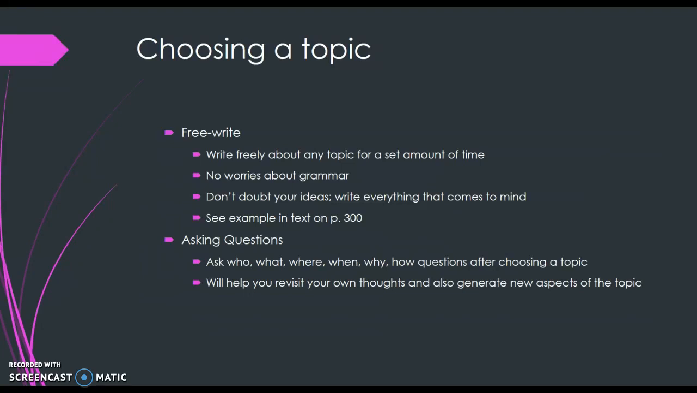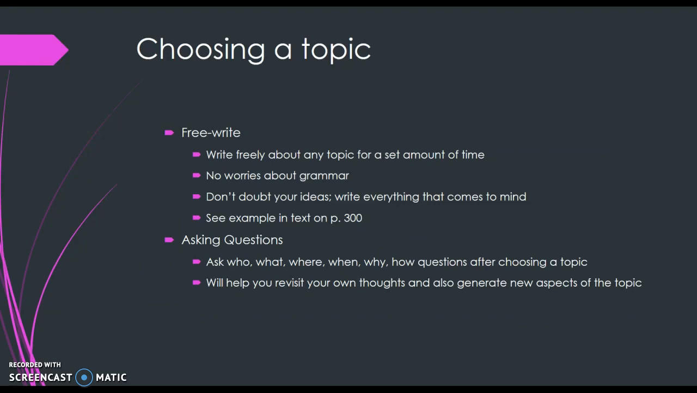The next way to generate a topic is to simply free write. And again, this is where you don't doubt yourself. Get rid of that inner critic and just write down anything that comes to mind. So you might freely write about one particular topic, or if it's a very general essay topic prompt that you've been given, write a descriptive essay, for example. You might just go hog wild and write about anything that could be descriptive.